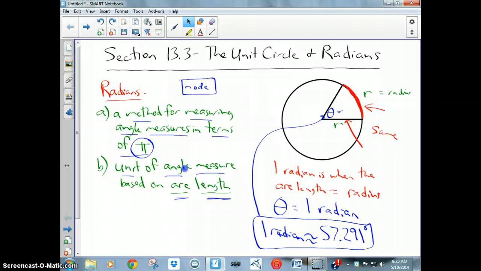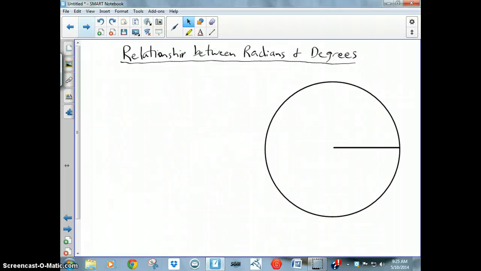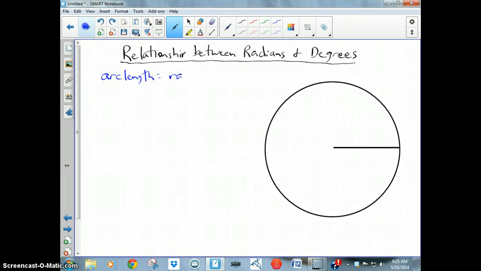Now let's do a little proof. What is the relationship between radians and degrees? Well, to begin with, you learned a formula in geometry that says arc length is equal to the radius times the central angle, which is theta. If you write that as a formula, that's S equals R theta.